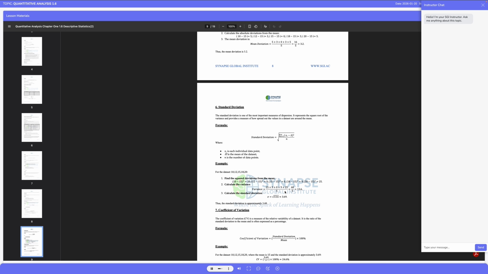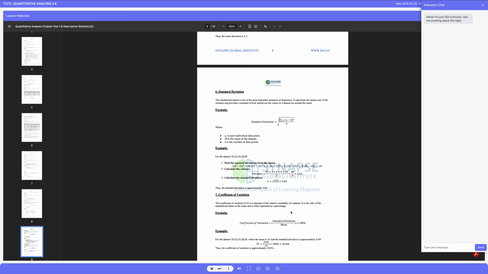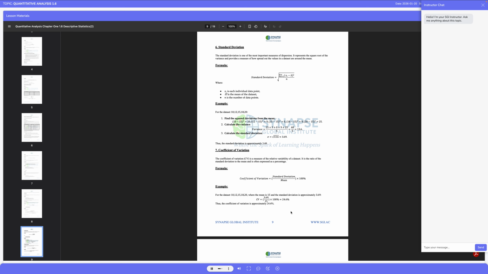For example, using the dataset 10, 12, 15, 18, and 20, the squared deviations from the mean of 15 are 25, 9, 0, 9, and 25. Adding these gives 68, and dividing by 5 gives a variance of 13.6. Taking the square root gives a standard deviation of approximately 3.69. This indicates that the data values typically deviate from the mean by about 3.69 units.